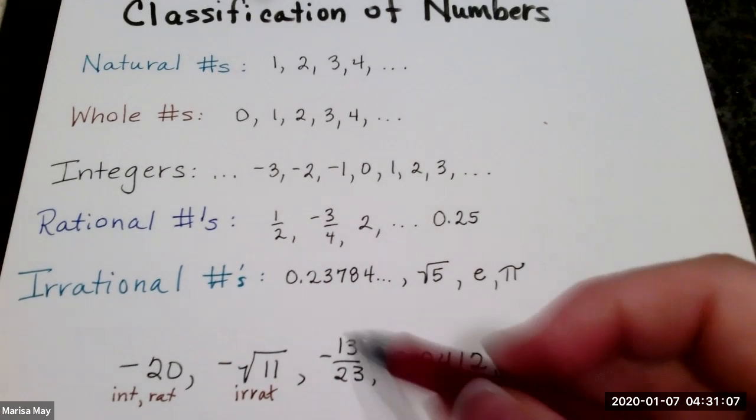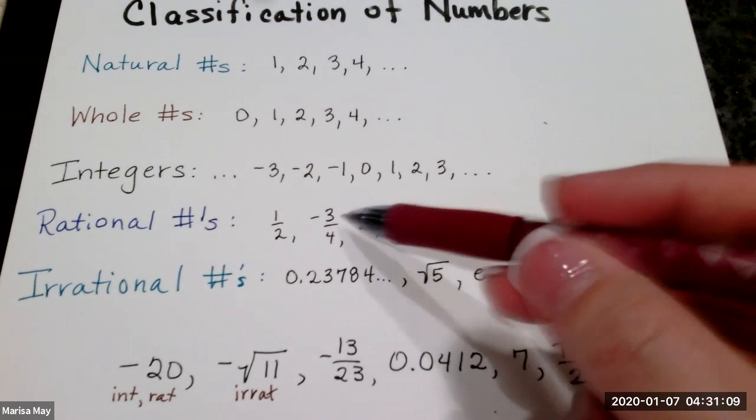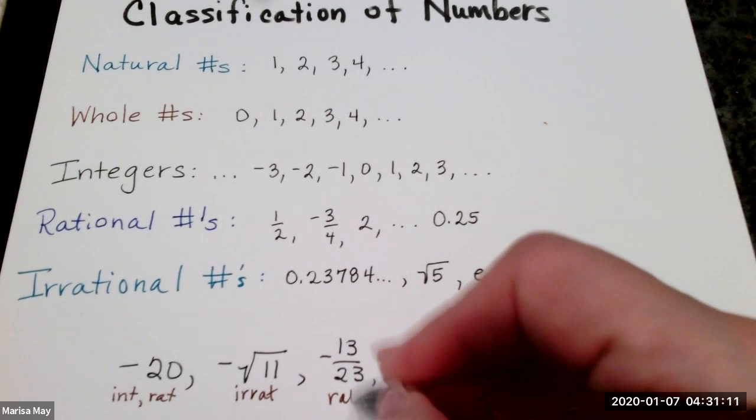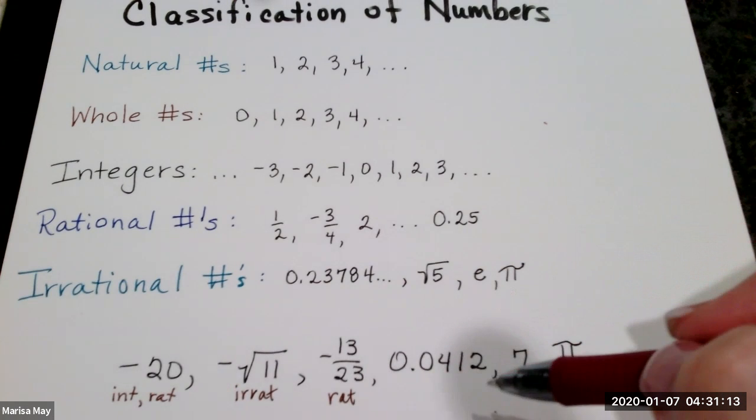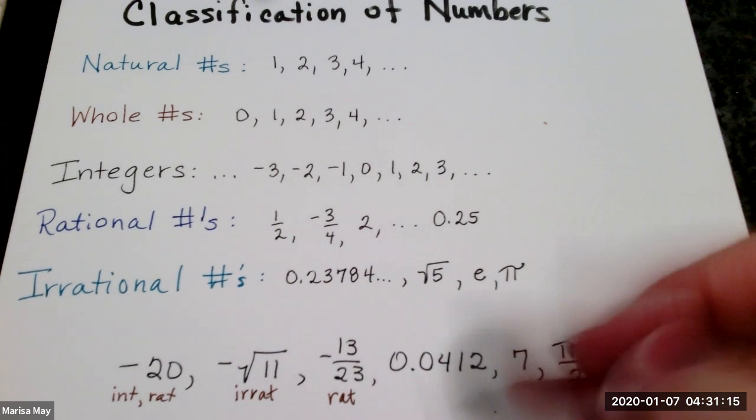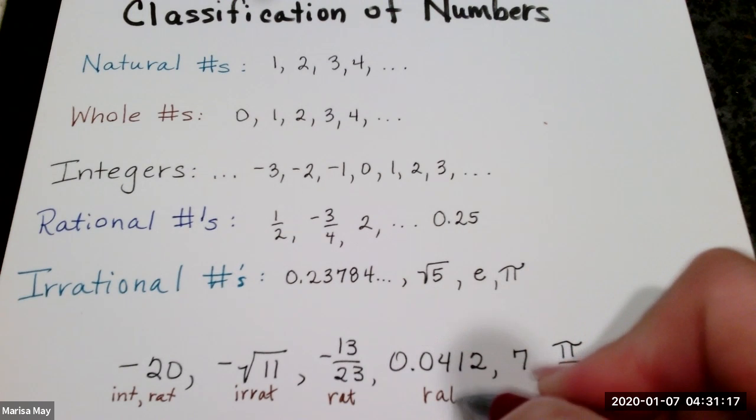Okay, -13/22, that's going to fall into your rational category, along with your decimal that terminates, 0.0412, that's also going to be rational.